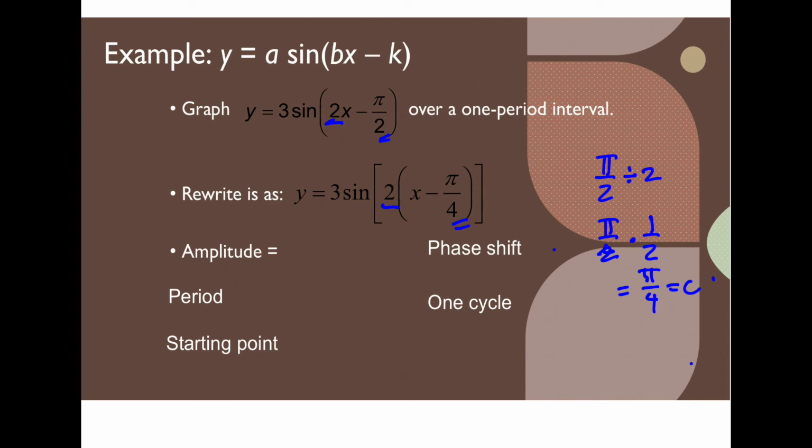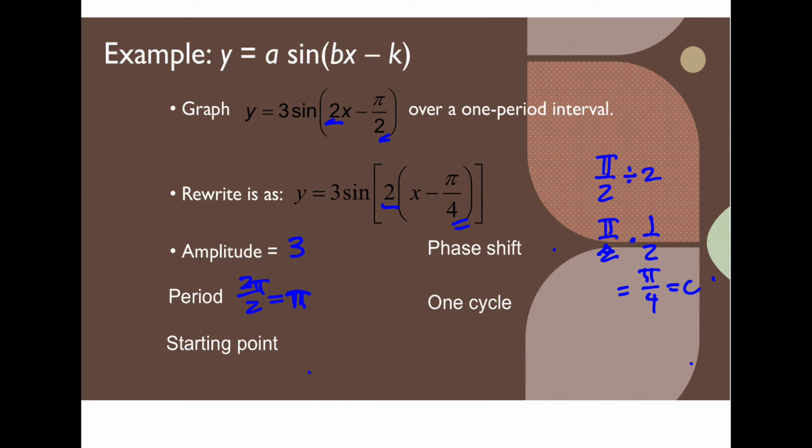Our amplitude here is 3. Remember, amplitude is the height there. The period we see is 2 pi over 2, which is just going to be pi. So that's how long it takes us to circle through one cycle. Our phase shift is a minus pi over 4.